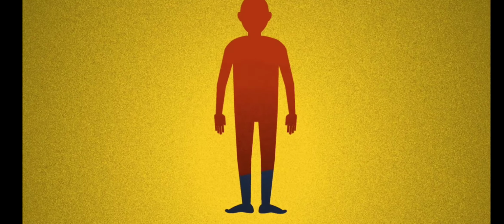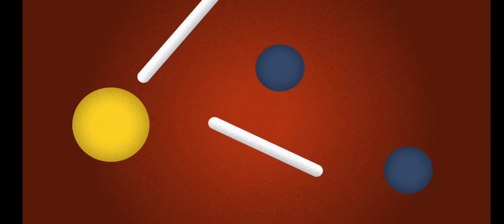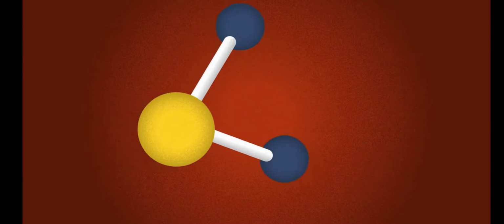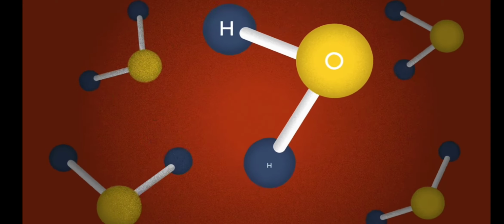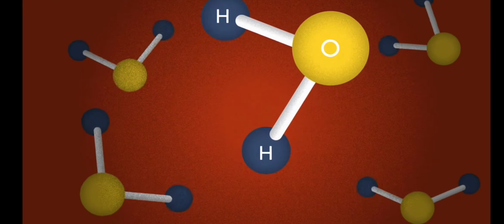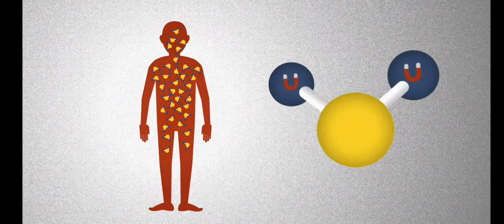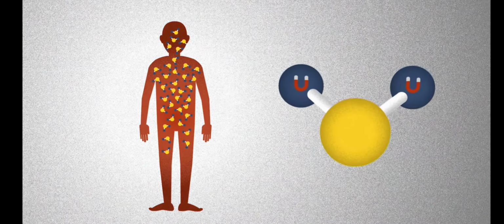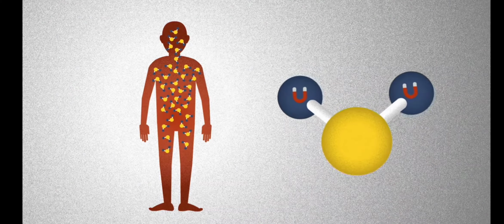Our body is made of 60% water, and water is magnetic. Each of the billions of water molecules inside us consists of 1 oxygen atom and 2 hydrogen atoms. All we know is it is H2O. The hydrogen atoms act as tiny magnets and are sensitive to magnetic fields.